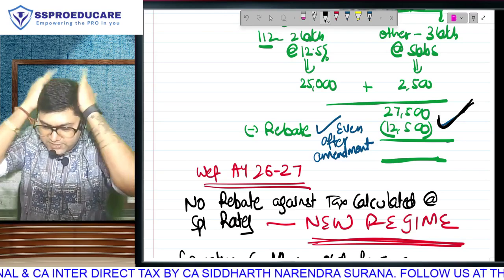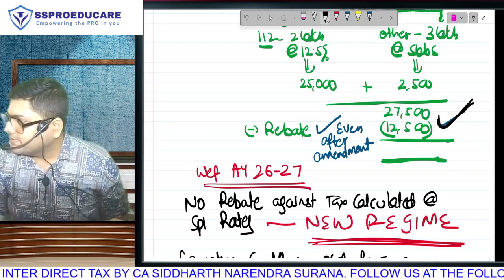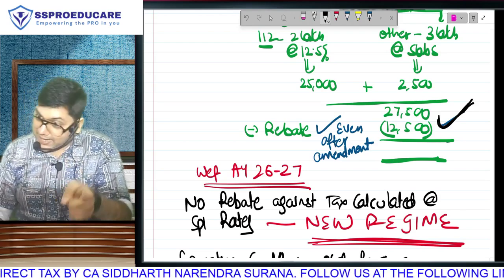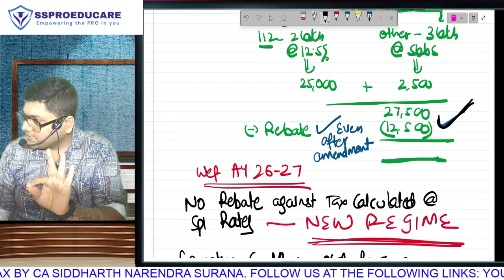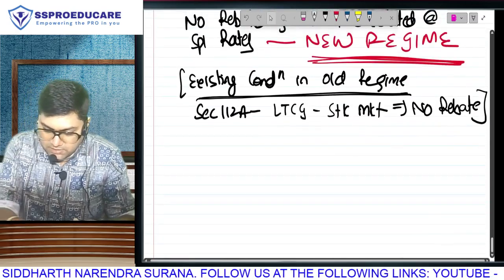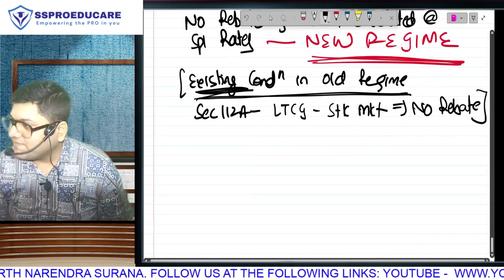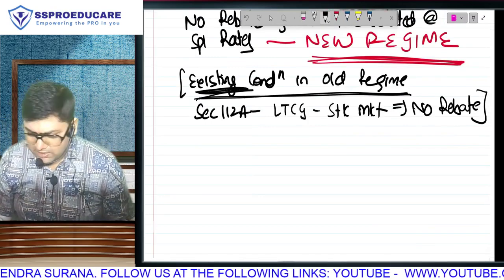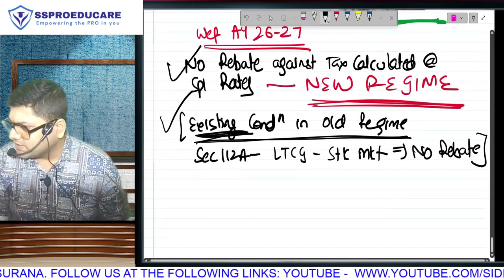So you'll mentally save this data: special rate mein no rebate. Bro, that amendment is applicable only in new regime. Old regime mein there is no such amendment. But existing mein tha ek rule: 112A ke samne no rebate. There is no change in the old regime. Ye bhi existing rule hai. It's an existing rule. No rebate against 112A wala tax. And when I will do 112A, and when I will do new regime, this I will do again.